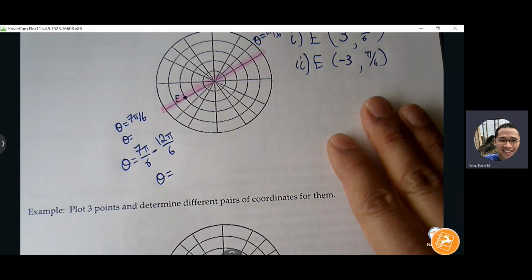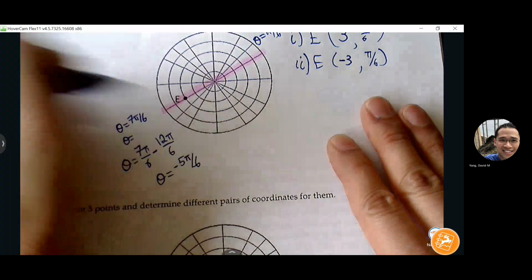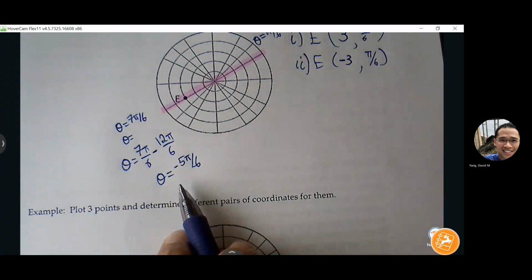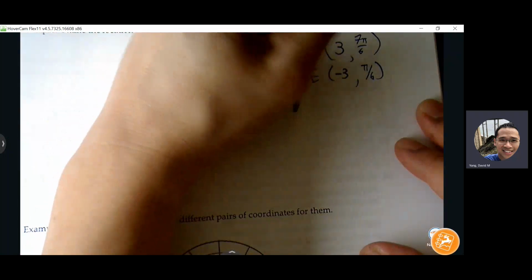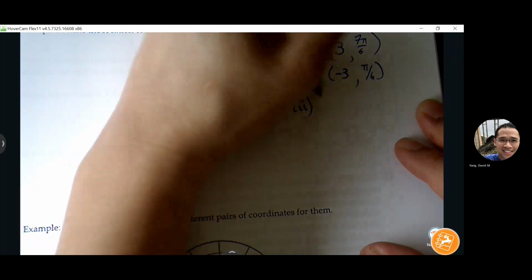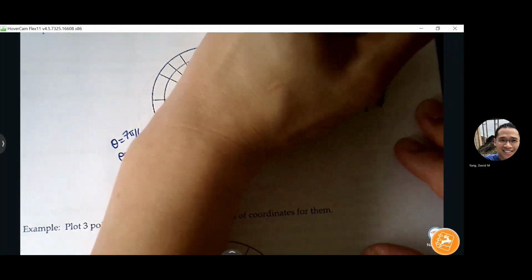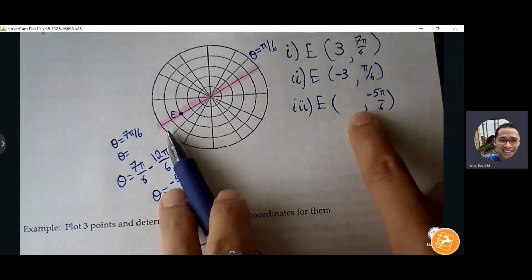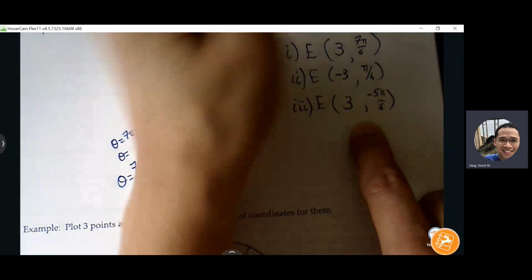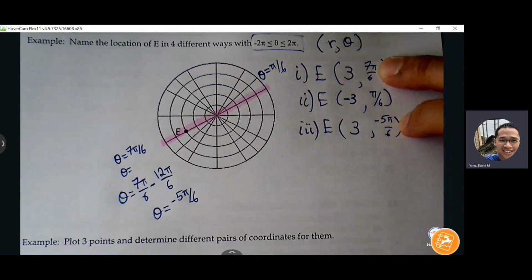Negative, yeah, -5 pi over 6. So -5 pi over 6 is the same location as 7 pi over 6. So that's a third option I can give. -5 pi over 6 is going to land me in that third quadrant. I'm going to walk 3 units towards it. It's the same as before, it's just that I'm giving a different way of getting to that third quadrant.